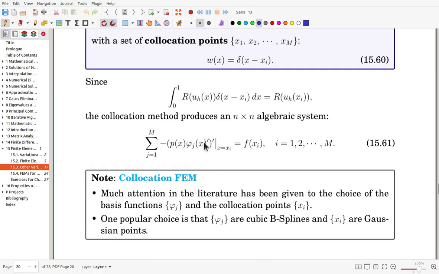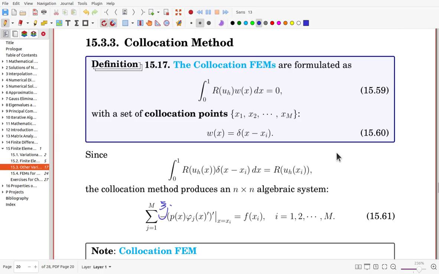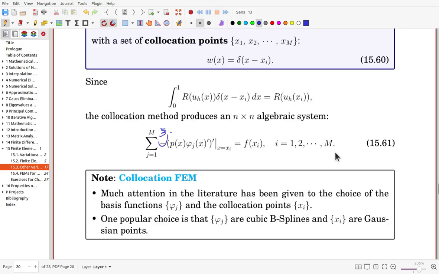So for the differential operator, we are evaluating at xi. Of course, okay, right now, I guess I forgot here, there must be psi j. I forgot this one, sorry. Yes, typo. And over there, psi j must be there.